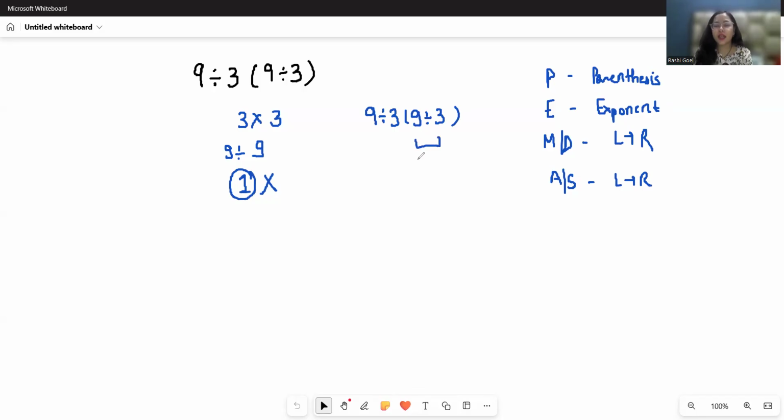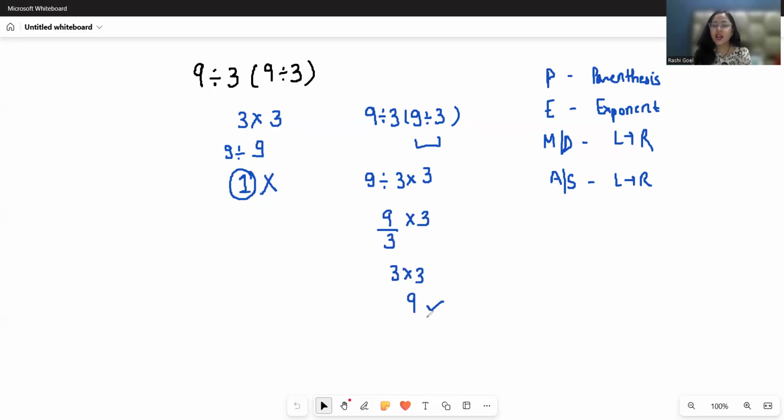So first solve the parenthesis. 9 divided by 3 is 3. Now rewrite the left out terms: 9 divided by 3 times 3. So now we have two operations left, that is division and multiplication. And we know that both have the same priority, so we have to solve them from left to right. So from the left, it's 9 divided by 3 times 3, which is equal to 3 times 3, which is 9.